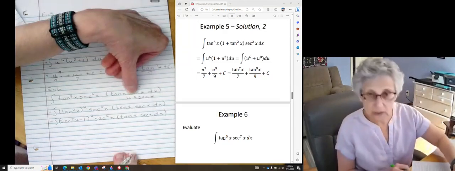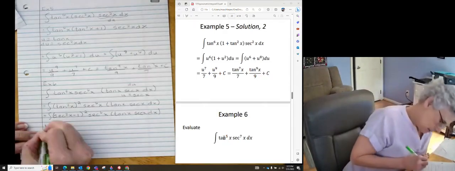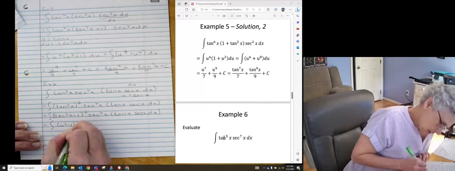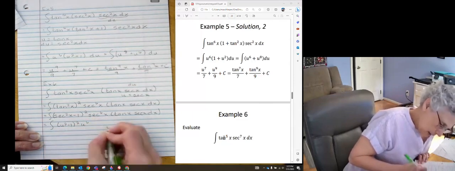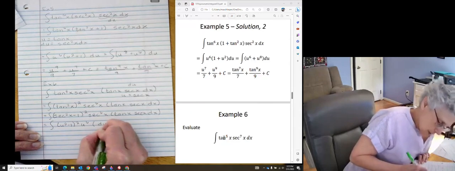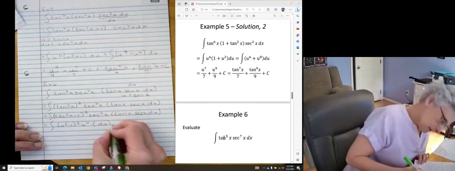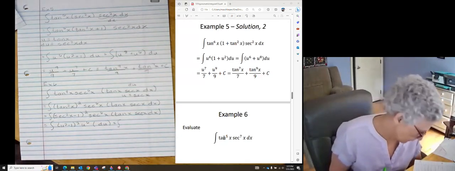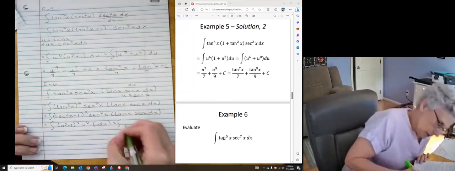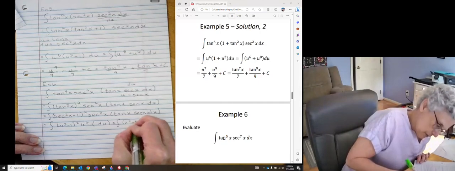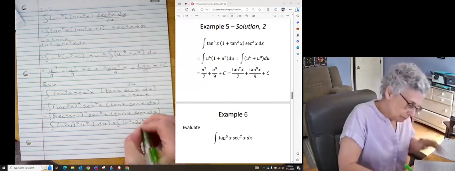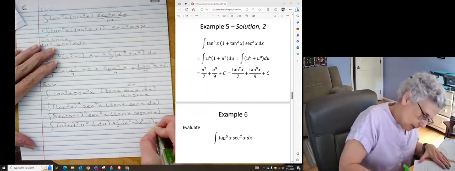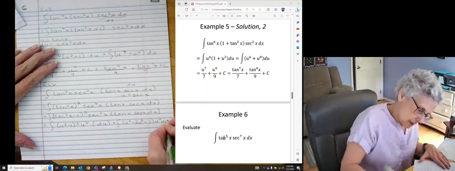Now, u is equal to secant of x, so what I really have here is u squared minus 1 squared times u to the 6th power du. Well, I think we know how to square things by now. We've done it several times. We have u to the 4th minus, inners and outers gives me 2u squared minus 1, times u to the 6th du.